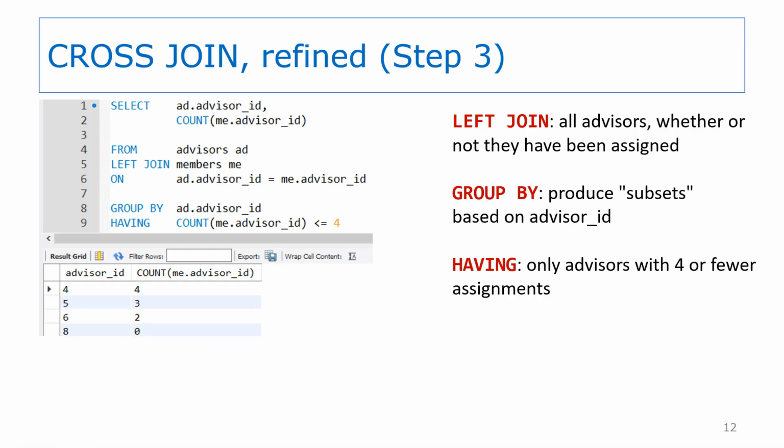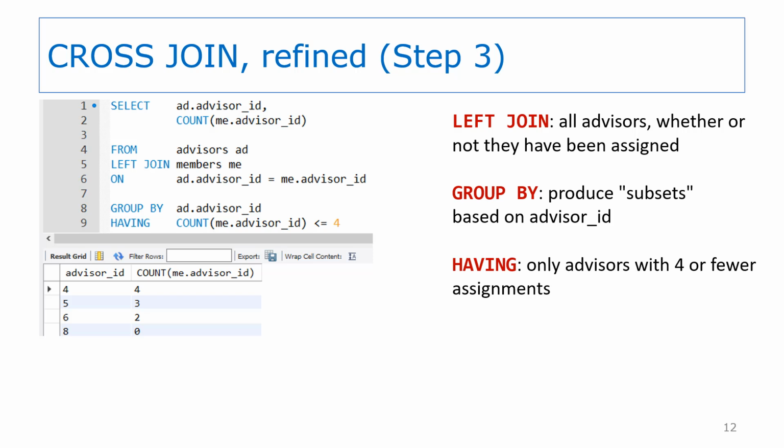Let's make one final refinement to the code that will count the number of assignments for an advisor. In this select, I've added the having clause to compare the count of the assignments to determine if there are 4 or fewer. Keep in mind, the having condition is applied after the group by is performed. The group by creates the subsets within the data, and the having is applied to each of the subsets. So what I end up with is a result set that shows just the advisor ID values for the advisors who have 4 or fewer members assigned to them.